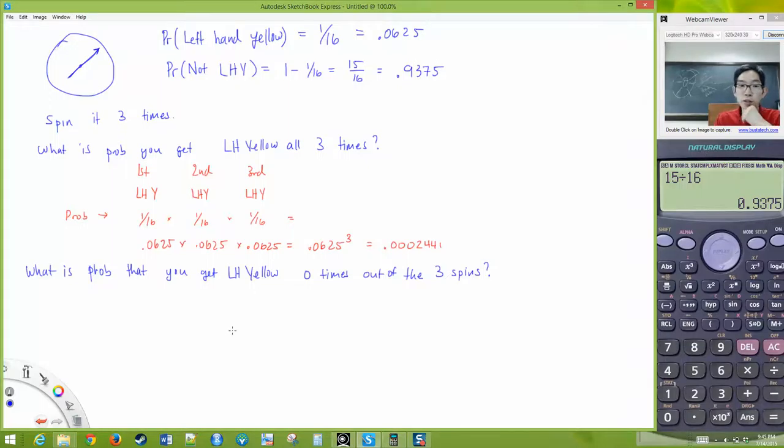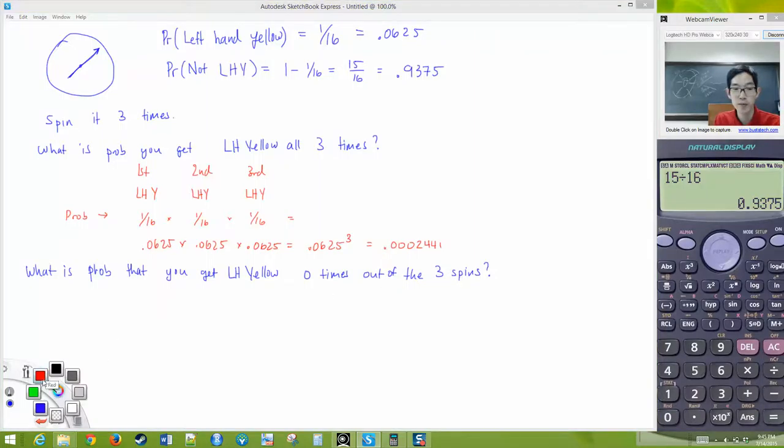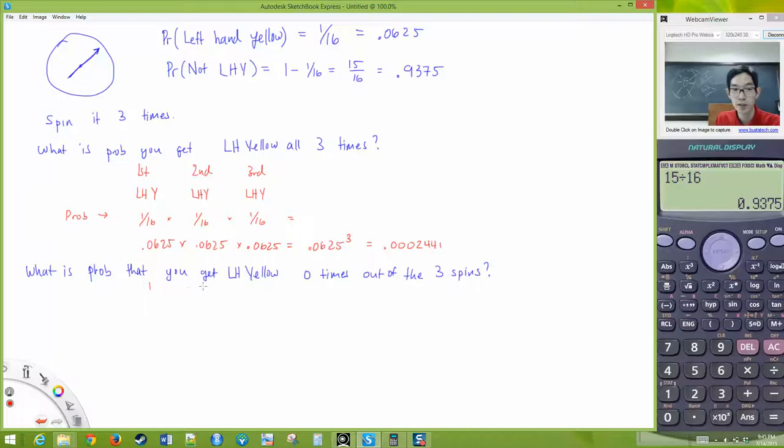Okay, so if we're saying what's the probability that you get left-hand yellow zero times out of the three spins, that means our first spin must be what? So if I label these the first spin, second spin, and third spin, the first spin must be not left-hand yellow. The second spin must also be not left-hand yellow, and the third spin must also be not left-hand yellow, right? And so this is going to be 0.9375 times 0.9375 times 0.9375. Is that okay with everybody?